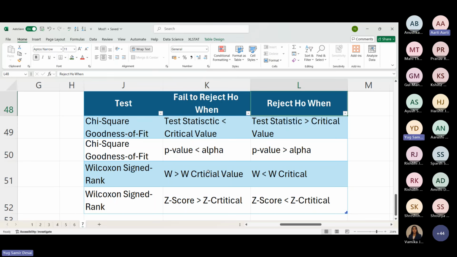When do we have to use the Wilcoxon signed rank test and rank sum test? Can I take that? Yeah, sure.